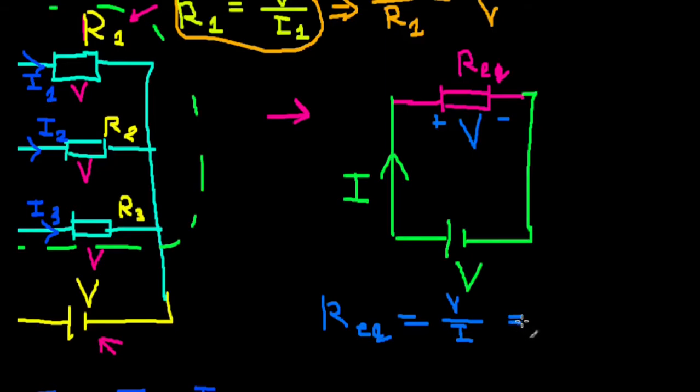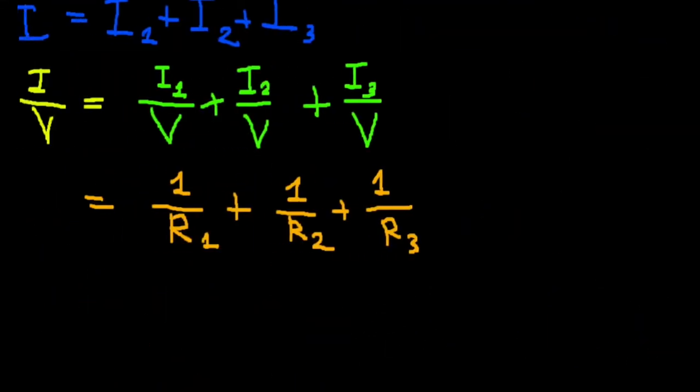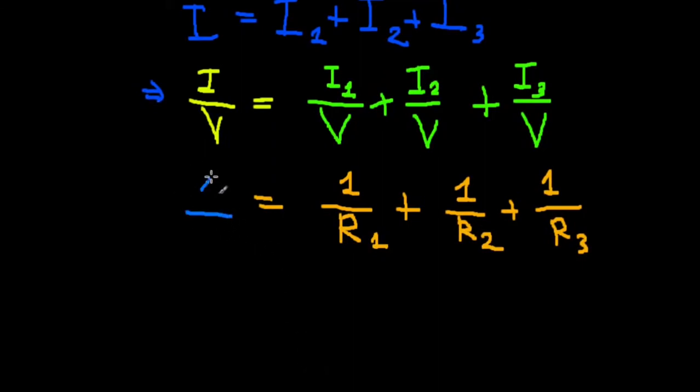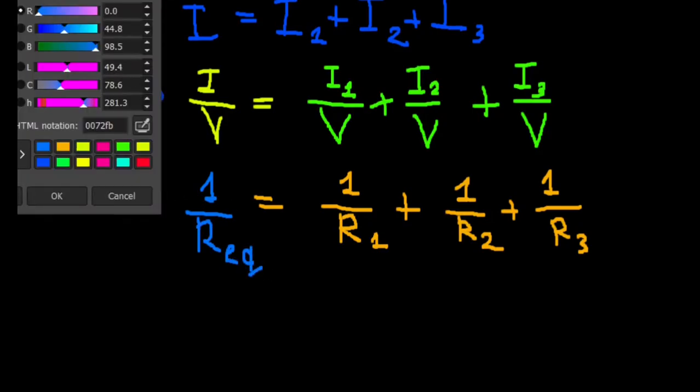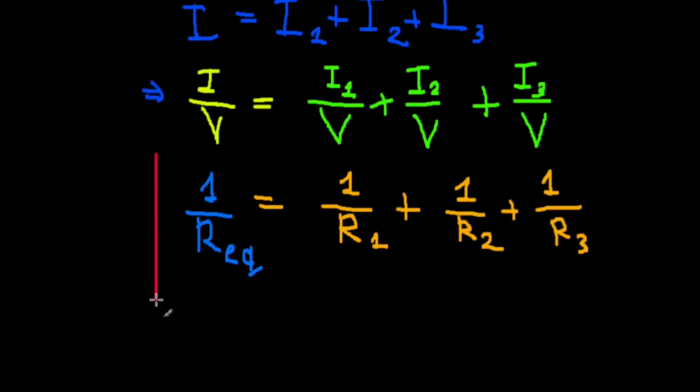But so what's I by V? If we take the reciprocal of both sides, we get 1 by R equivalent is actually I by V, which is what's in our equation. So let's substitute that. We have 1 by R equivalent equal to all of this. So this is our formula. Yahoo! This is our formula for the equivalent resistance for resistors in parallel.